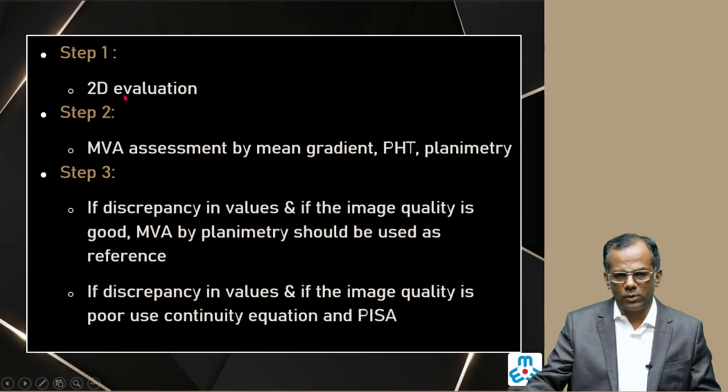I would first do a 2D evaluation. Then I would do a mitral valve assessment by mean gradient, pressure half time, and planimetry. If there's a discrepancy in values and if the image quality is good, I would use mitral valve area by planimetry as the reference. And if there's discrepancy in values and if the image quality is poor, then I would go on to use continuity equation and PISA.